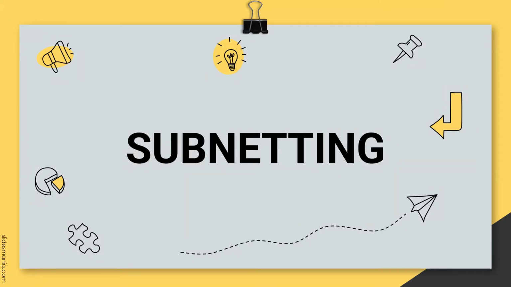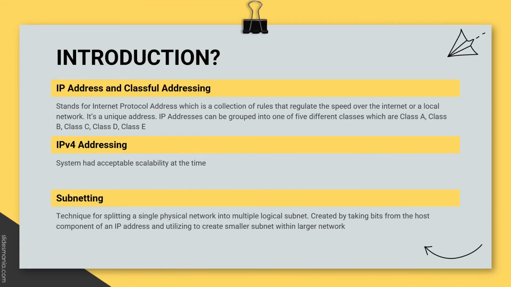Okay, so now I will explain about subnetting. In subnetting, we need to know about IP address and class addressing, IPv4 addressing, and subnetting. But what is subnetting? Subnetting is a technique for splitting a single physical network into multiple logical subnets, created by taking bits from the host component of an IP address and utilizing them to create smaller subnets within a larger network.